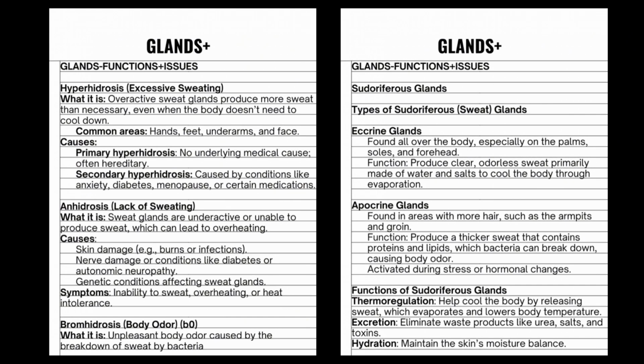Anhidrosis is the lack of sweating. Sweat glands are underactive or unable to produce sweat, which can lead to overheating. Causes are skin damage, or conditions like diabetes or autonomic neuropathy, or genetic conditions affecting sweat glands. Symptoms could be inability to sweat, overheating, or heat intolerance.